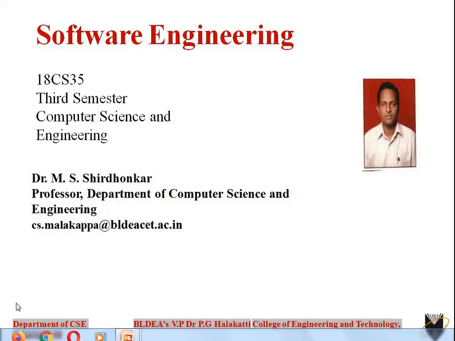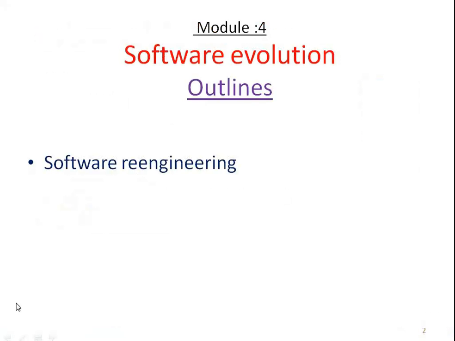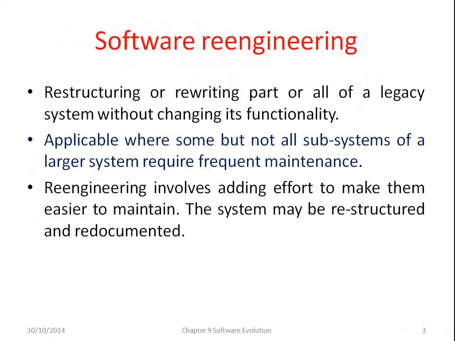Today's outline of the class is software re-engineering. What do you mean by re-engineering? Re-engineering is reconstructing or rewriting part or all of the legacy system without changing its functionality. You cannot change the original function of the software system. You have to rewrite or reconstruct some part of the system without changing its functionality. That is called software re-engineering.